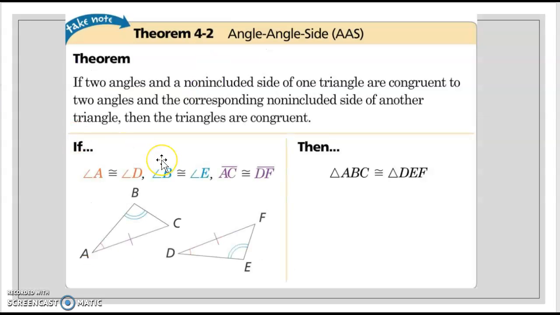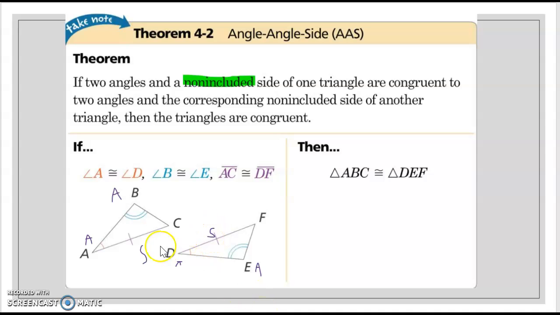For the next one, we're talking about angle-angle-side. Now, this is a case where we have a non-included side. The one thing that we really have to watch out for when we see a non-included side is that we have to make sure that they are in the same order. So you look over here. This is an angle, angle, side, and here's also my angle, angle, side.